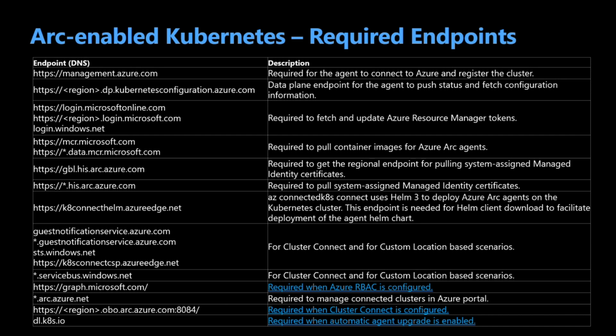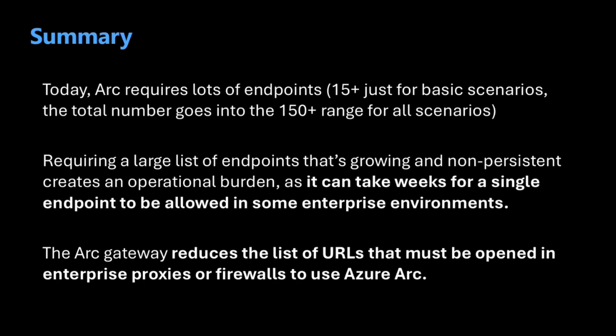So if we go to the next slide here, this summarizes what I just mentioned. If a customer were to use all Arc-enabled scenarios, the list of endpoints required could grow into the 150 plus range. And so that's really a challenge that we've heard from customers and that we really want to address, because networking is essentially a prerequisite that you need to satisfy before you can begin even doing a proof of concept. So we want to reduce that operational burden and reduce the number of endpoints that you need to allow to get started. And that's the entire intention behind the Arc Gateway, to reduce the list of URLs that must be opened in proxies and firewalls to use Azure Arc.